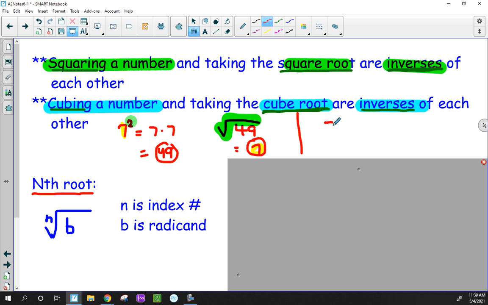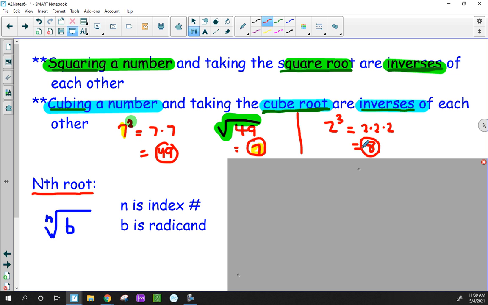So if I gave you 2 to the third, I would want you to evaluate that or give me an answer for it. 2 times 2 times 2, and that would be 2 times 2 is 4, and 4 times 2 is 8. 2 to the third is 8.